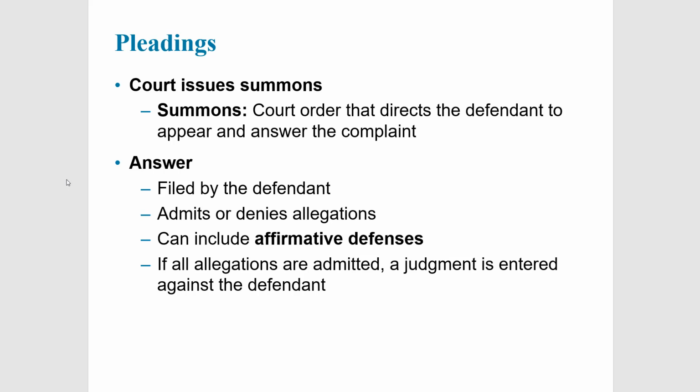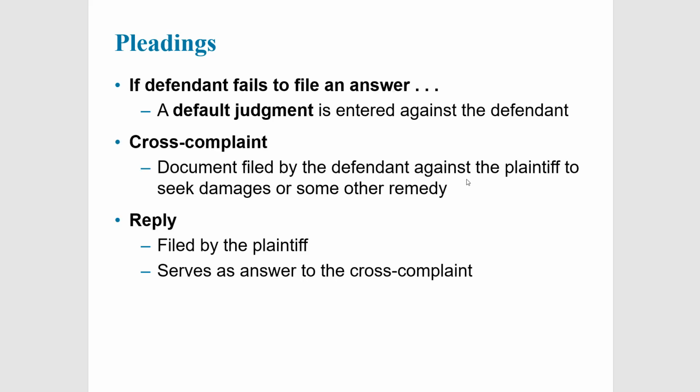If all the allegations are admitted, a judgment is entered against the defendant. Usually doesn't happen that way. If a defendant fails to file an answer, the court can issue a default judgment. Since they aren't there to defend themselves, the court will just believe the plaintiff and enter a judgment against the defendant. There can also be a cross complaint, which is a document filed by the defendant against the plaintiff to seek damages or some other remedy. So basically a counterclaim saying that the plaintiff has harmed the defendant in some way, and now the defendant wants money. A reply would be filed by the plaintiff as an answer to a cross complaint.